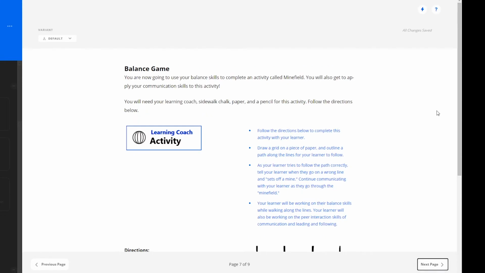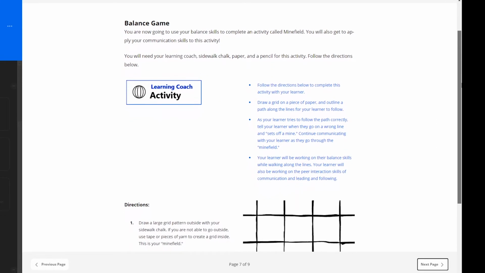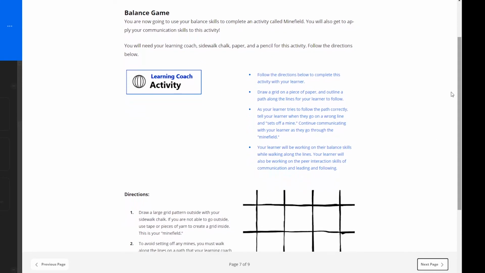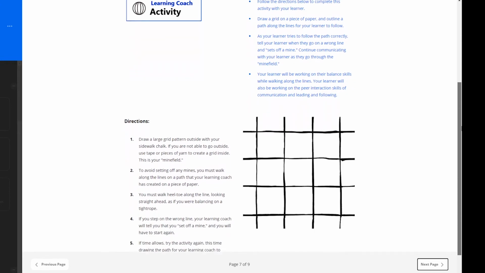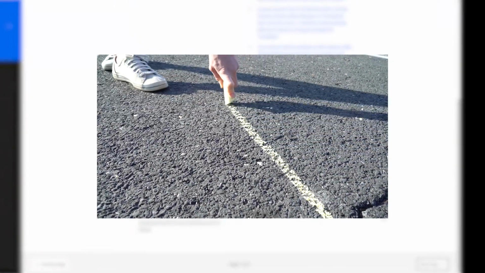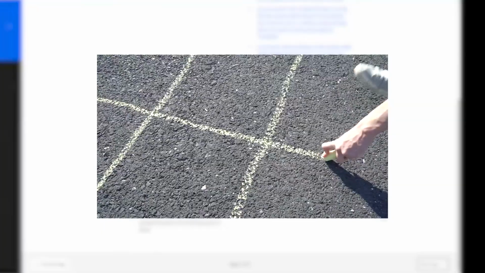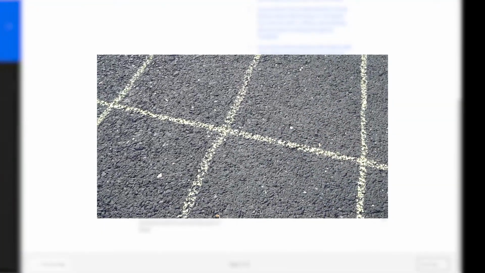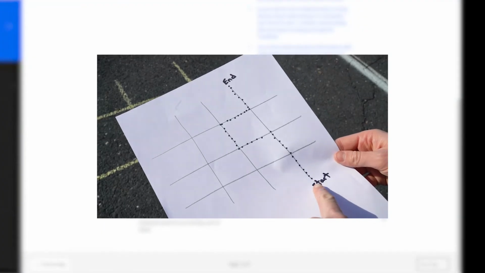Next, learners will have a lot of fun playing a balancing game called Minefield. Notes for the learning coach are here in blue text, which will help guide their learner in this fun game. Learners will draw a large grid pattern outside with sidewalk chalk, but they are to use tape or pieces of yarn to create this grid inside if they are unable to go outside.